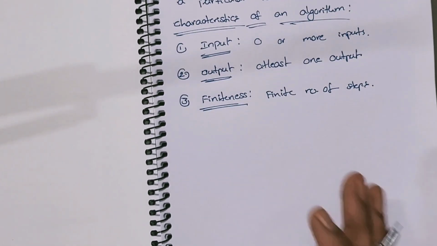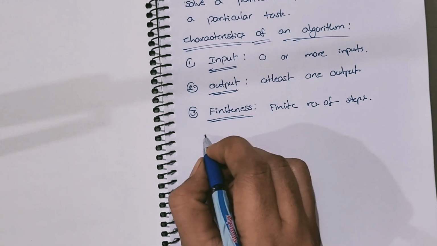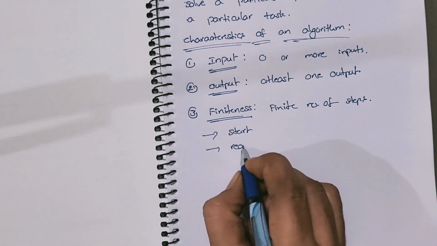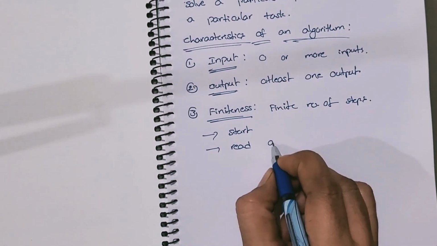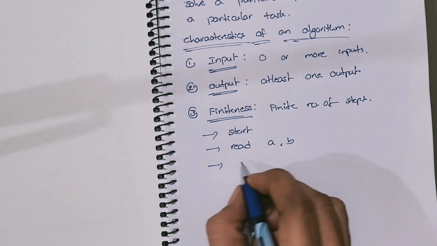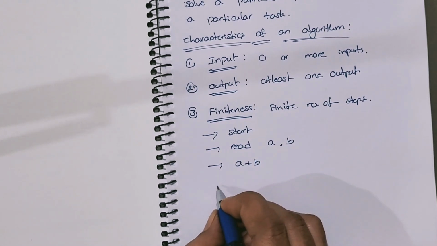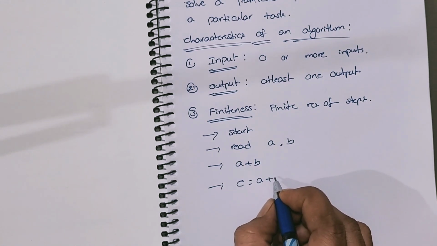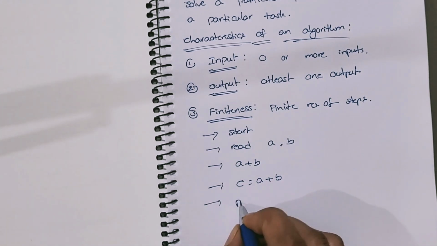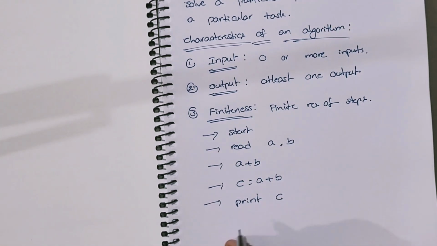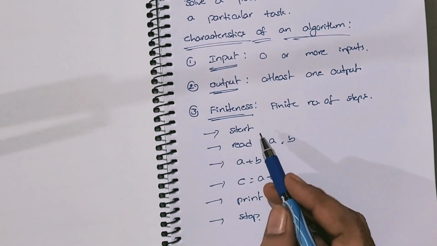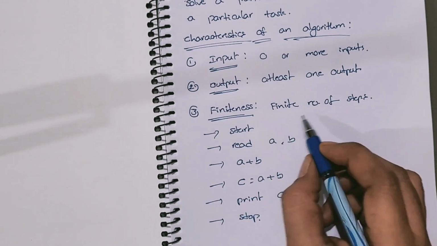For example, if you want to add 2 numbers, how will you write an algorithm? In the previous languages, you use start, then you have to read 2 values, for example, read A and B. Next, you have to add the 2 numbers, A plus B. Next, you save that result into one variable, that is C equals A plus B. Next, you have to print the result, that is print C. Finally, you have to write stop.